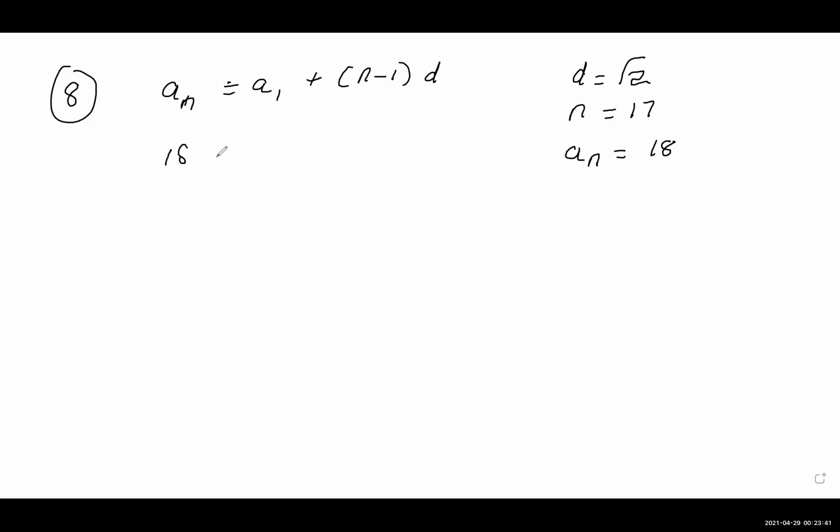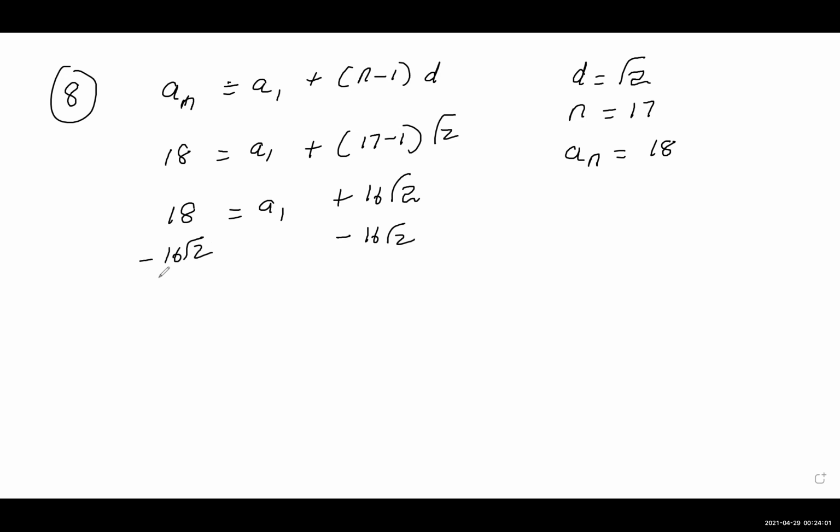So we have 18 is equal to A1 plus 17 minus 1 times square root of 2. So we have 18 is equal to A1 plus, this will become 16 square root of 2. Okay. And then you subtract 16 square root of 2 on both sides. We have A1 is 18 minus 16 square root of 2. And that's about it. You can't do more than this after that. You can, but we're not doing anything. We're leaving the answer like this because that's your answer.